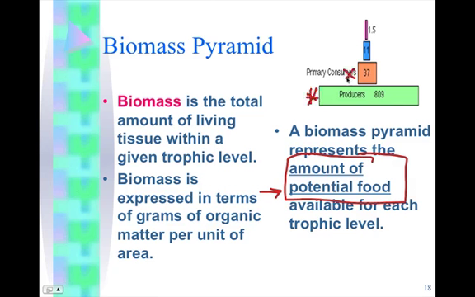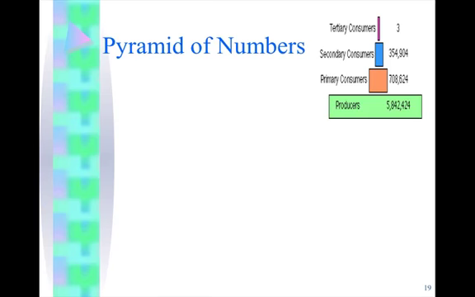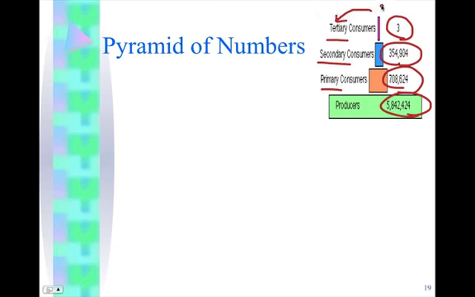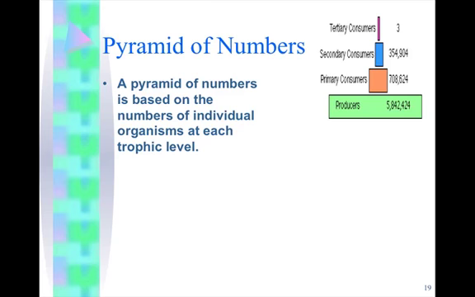This is the first, second, third, fourth. So this pyramid here has 4 trophic levels, with the producers on the bottom and the consumers going towards the top. The last is the pyramid of numbers, and if you look at the example in the picture, this is where we are counting the number of organisms at each particular level. Primary is your first level, secondary is your second level, and tertiary can be either the third or fourth level. A pyramid of numbers is based on the number of individual organisms at each trophic level.